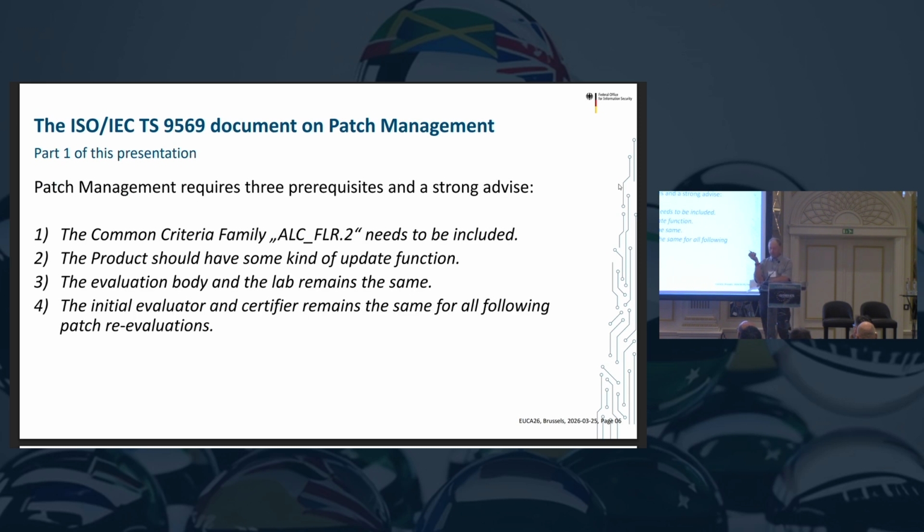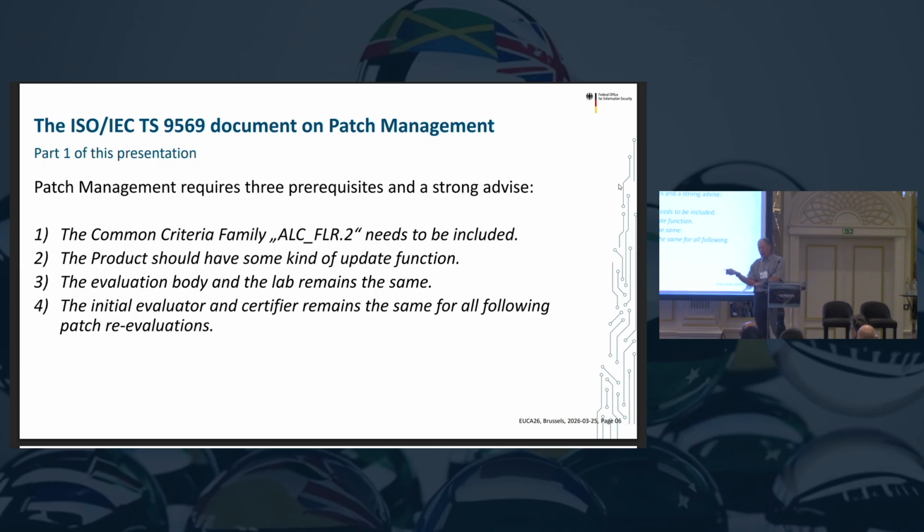Anyway, patch management has three requirements and one advice. One requirement is there is a dependency on another Common Criteria family called FLR.2. FLR stands for flaw remediation, and these are the processes between the user of the product and the manufacturer of the product when it comes to communication about possible patches. There is a dependency to that. Then the product should have a kind of an update function.